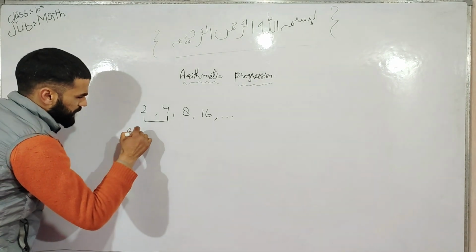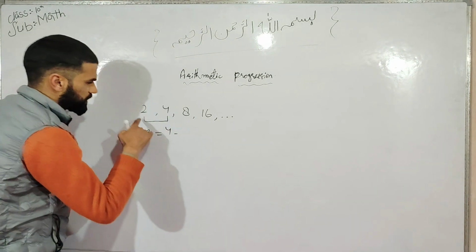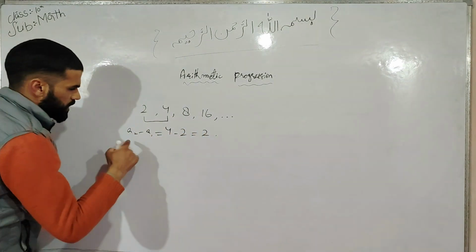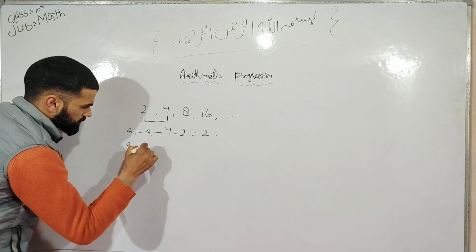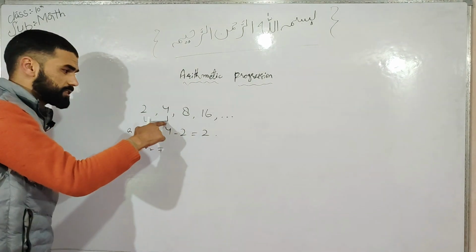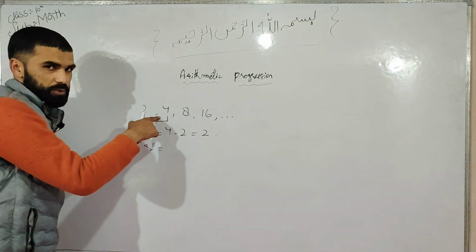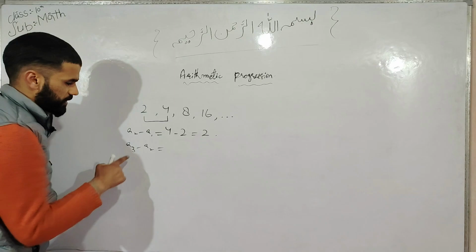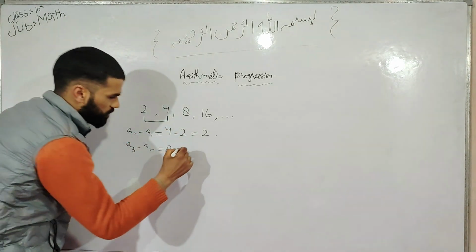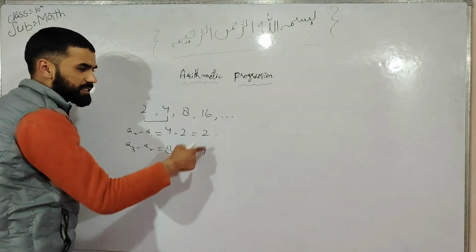Second term A2 subtracted by A1 is equal to, here the second term is 4 and the first term is 2, and 4 minus 2 is 2. And A3 subtracted by A2 should again be 2 if this is an AP. But if this is not 2, then this is not AP. Okay, let me check. A3 is here 8 minus A2 which is 4. So 8 minus 4 is 4. So 4 is not equal to 2.